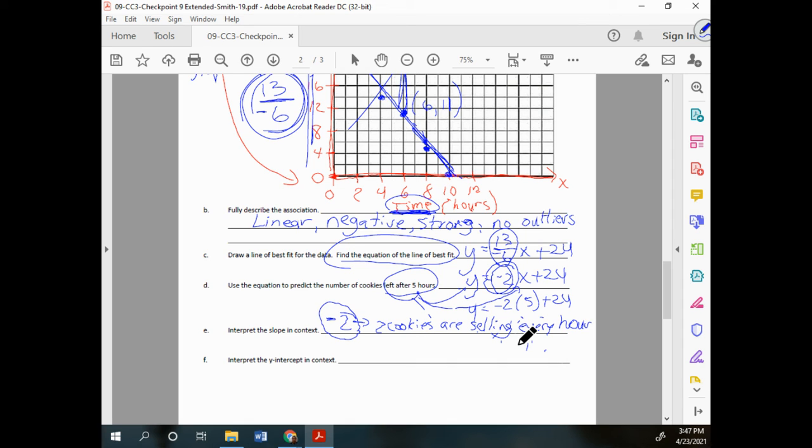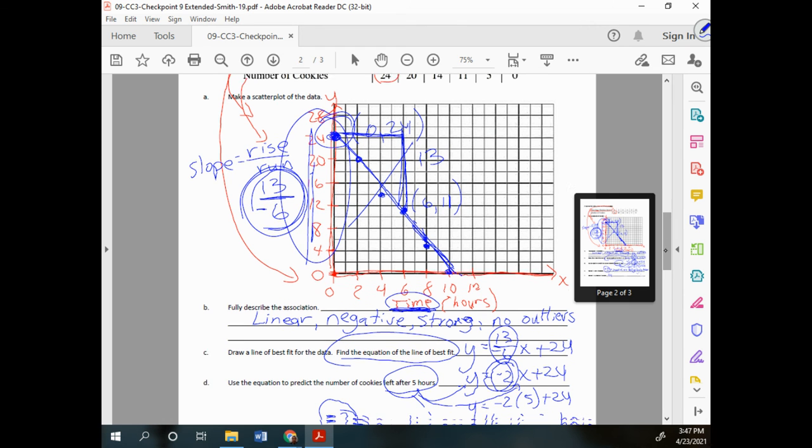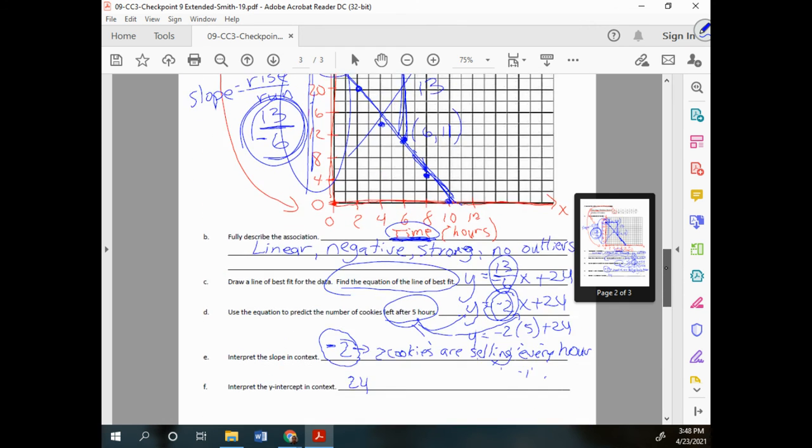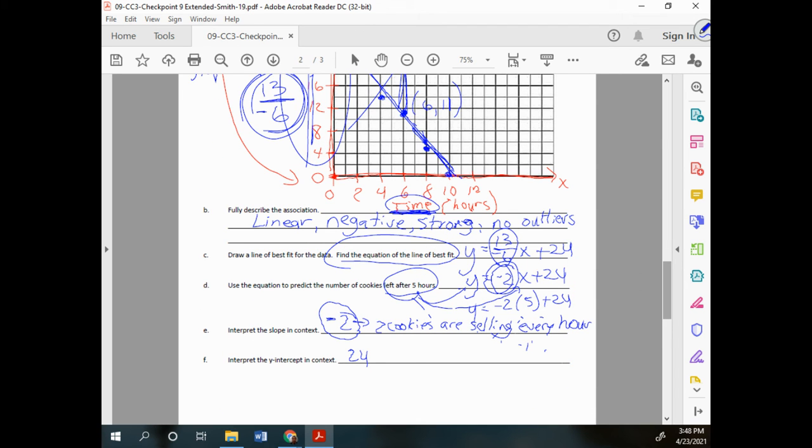And then what is the y-intercept? The y-intercept is 24. What does the y-intercept in this situation mean? Well, look at the graph. What does a 24 mean? 24 is the number of cookies that we started with. So if I can put it in here, right here: 24 cookies to start. Good. So it's kind of combining the skills that we've been doing all along.